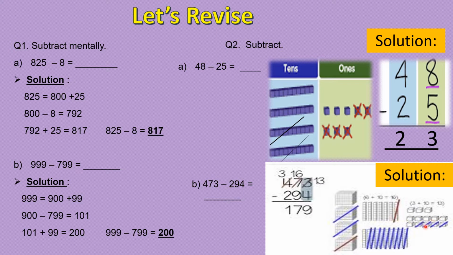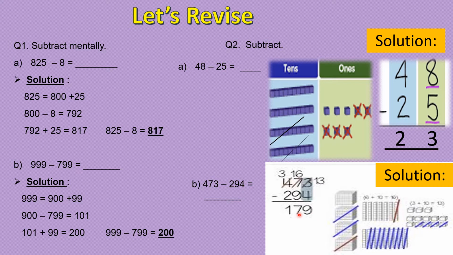1, 2, 3, 4, 5, 6, 7, 8, 9, 10. So now I have got 10 ones and the previous 3 ones. So how many ones do I need to cancel? 4, right? So 1, 2, 3, 4. How many are remaining? 1, 2, 3, 4, 5, 6, 7, 8, 9. So that means we have 9 ones.